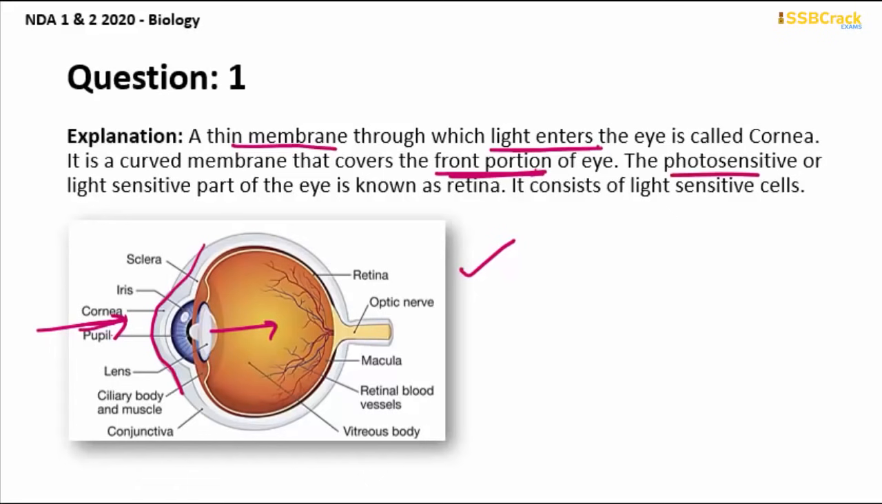So the photosensitive or the light sensitive part of the eye is known as retina. It consists of light sensitive cells. So this is a direct answer, right? So the part of the eye that is the thin membrane through which the light enters the eye is nothing but the cornea. Clear? So let us now look into the next question.